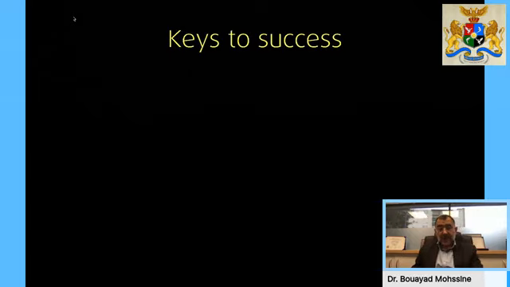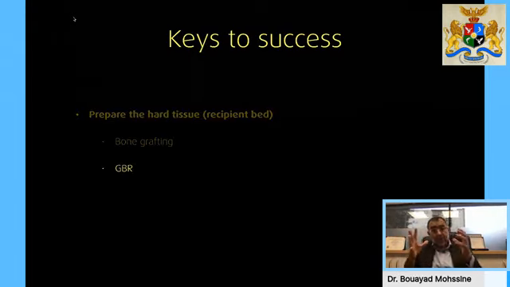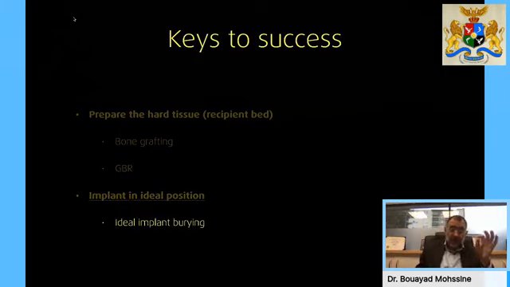In conclusion, for a successful protocol, to have a good implantation and to avoid peri-implantitis several times after the implantation, you have to prepare the hard tissue, the recipient bed, with a bone grafting, to be ensured that we have a good volume of bone around the implant. And we are sure to have an ideal implant bearing and an ideal position of the implant.